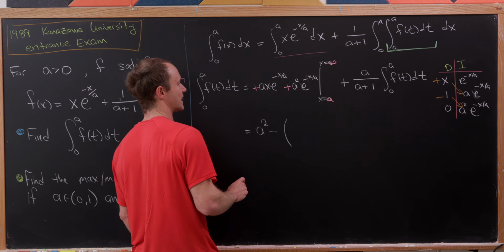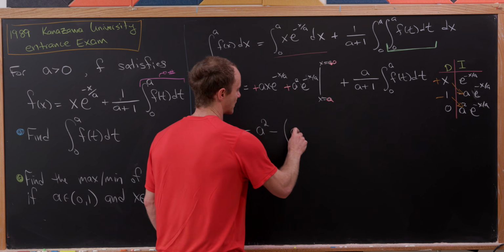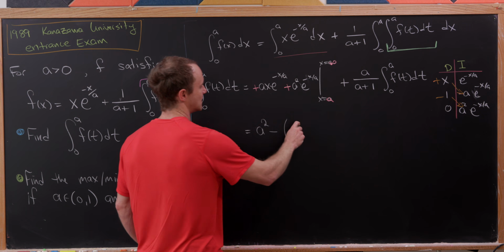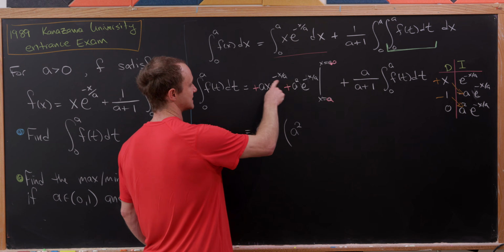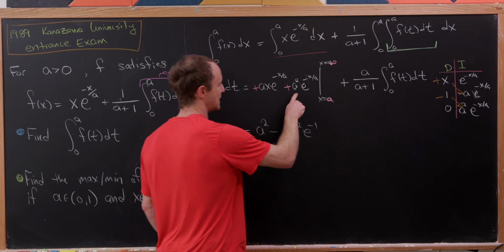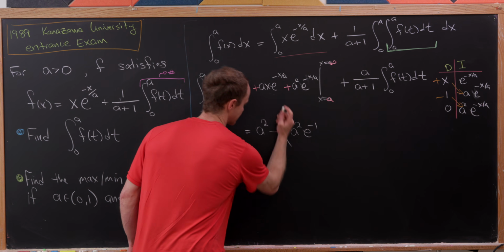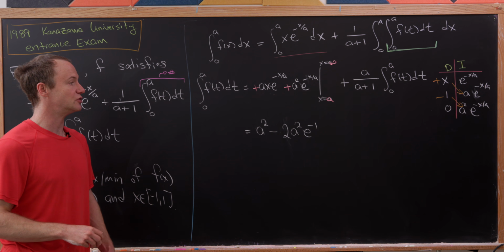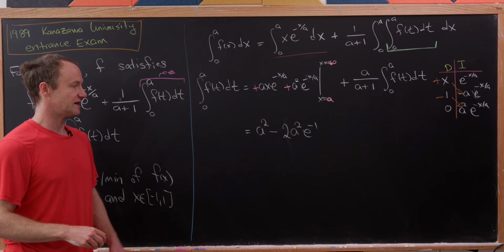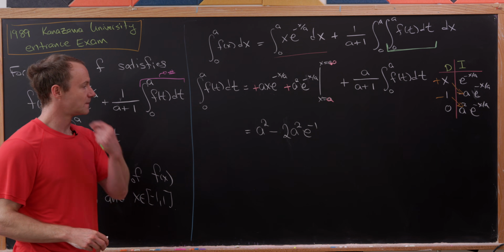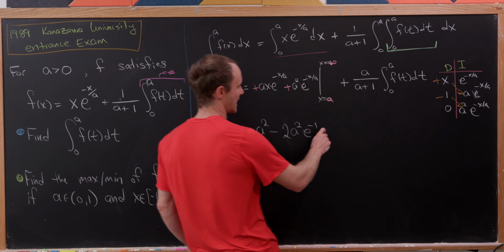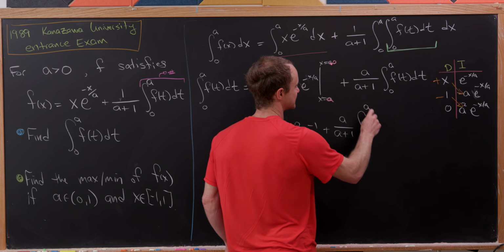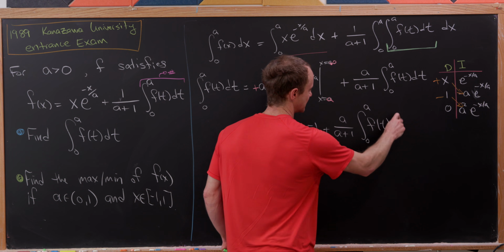Minus, what do we get if we plug in a? Well, we're going to have a squared for this term. And then we'll have e to the minus 1. And then here we'll have another a squared times e to the minus 1. So we might as well add those together and get 2a squared times e to the minus 1. And then, well, let's go ahead and bring this down. So we have a over a plus 1, and then the integral from 0 to a of f of t dt.